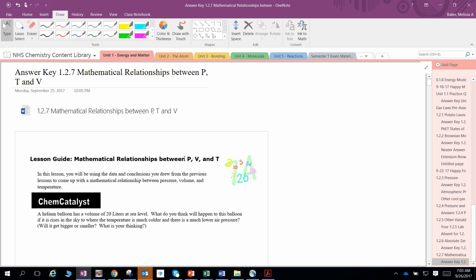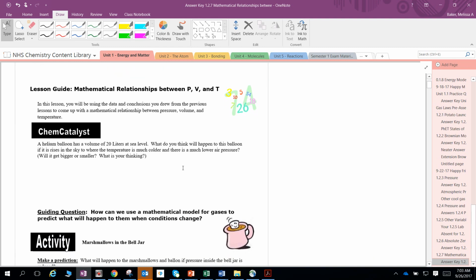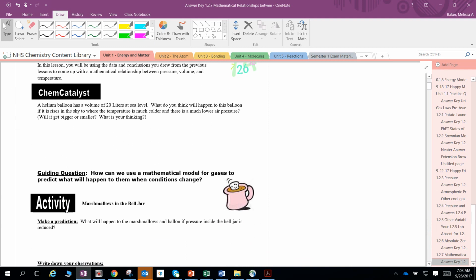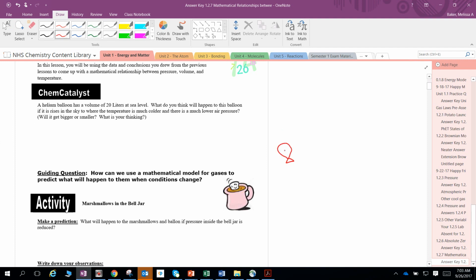Let's take a look at lesson 1.2.7. It says, what if you've got a helium balloon that has a volume of 20 liters at sea level? So here's our balloon at sea level. What do you think will happen to this balloon if it rises into the sky where the temperature is colder? So let's think about this.